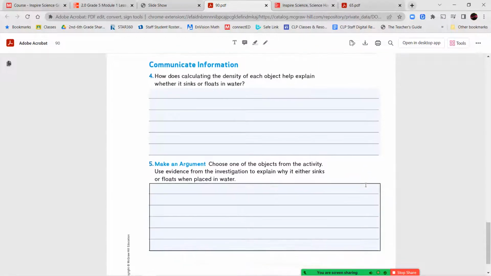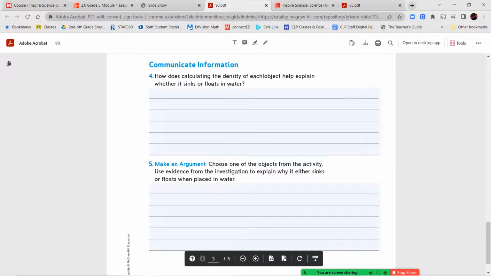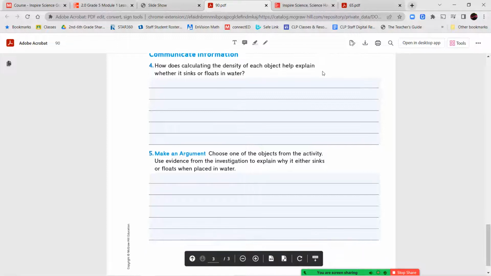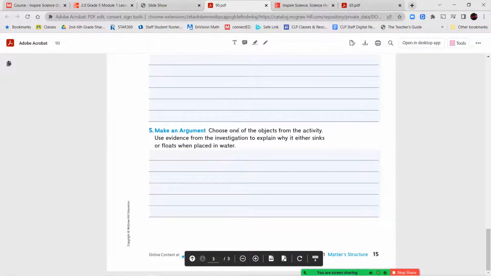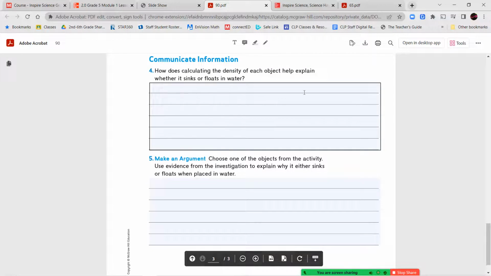How does calculating the density of each object help explain whether it sinks or floats in water? Now think about what we just read. If the object is more dense than the water, it's going to sink. If it is less dense than the water, it's going to float. Choose one of the objects from the activity. Use evidence from the investigation to explain why it either sinks or floats when you placed it in water. Please make sure you're being descriptive, use details, use complete sentences. You have plenty of lines to give a lot of detail in your answer.